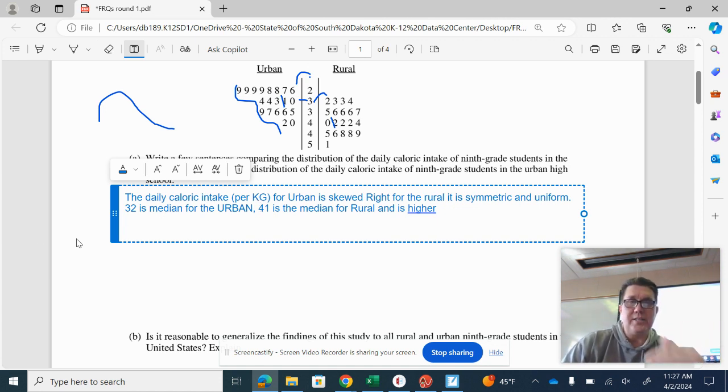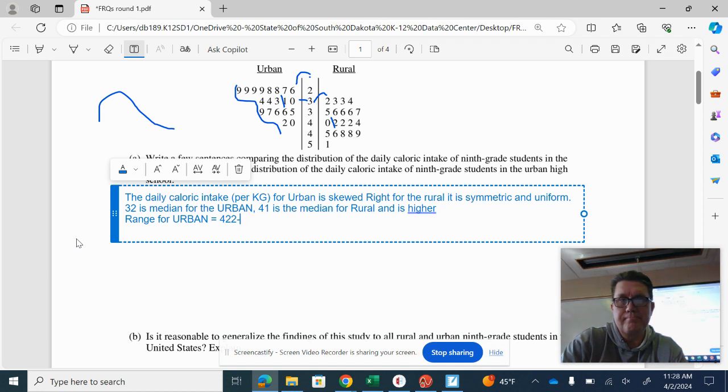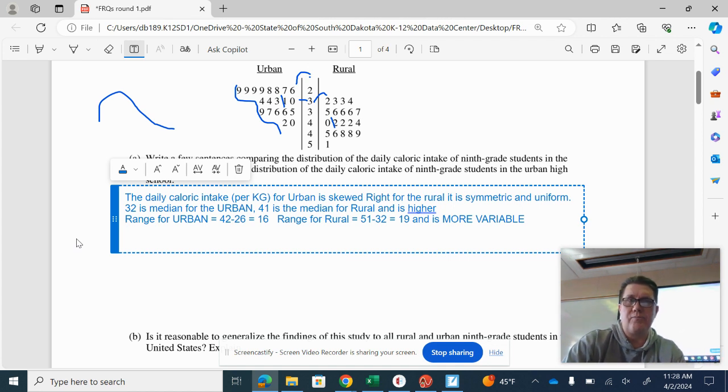Now, if it were me and I have these numbers, I would find the range for the urban is 42 minus 26, which is 16. And the range for the rural is 51 minus 32, which is 19, and is more variable or more spread. We got the comparative language in there of more. No apparent outliers. Now, we could do an outlier formula, but on this type of problem, I wouldn't do that. We don't have any that are just separated. So go by look when you're looking at this.